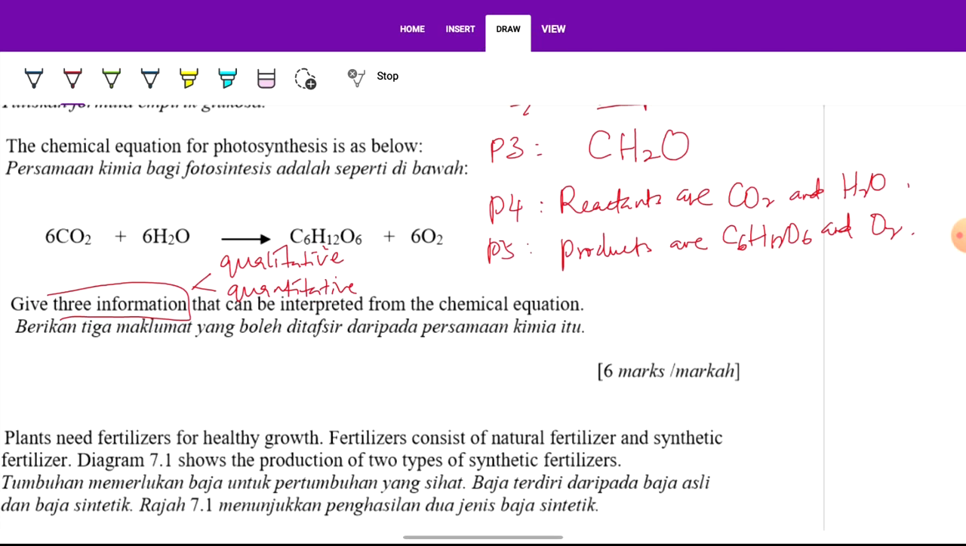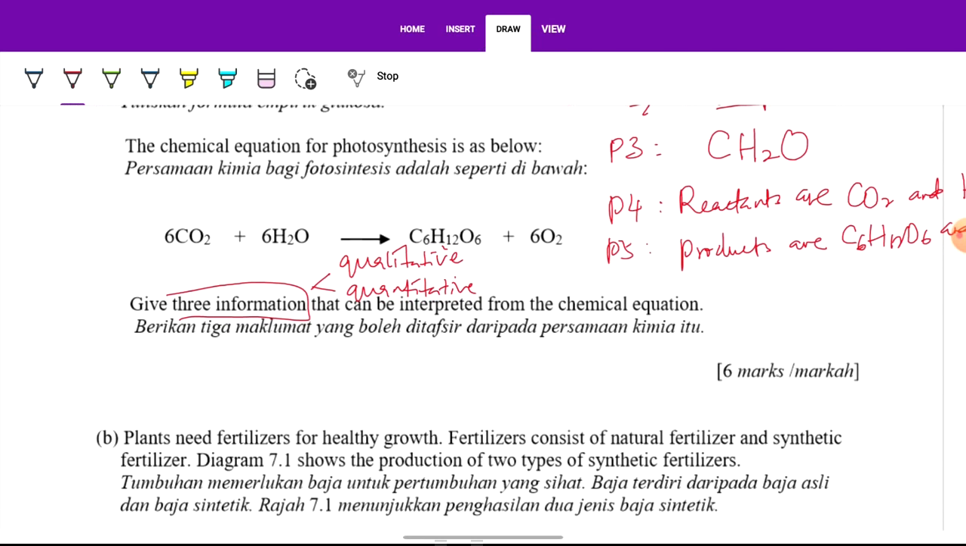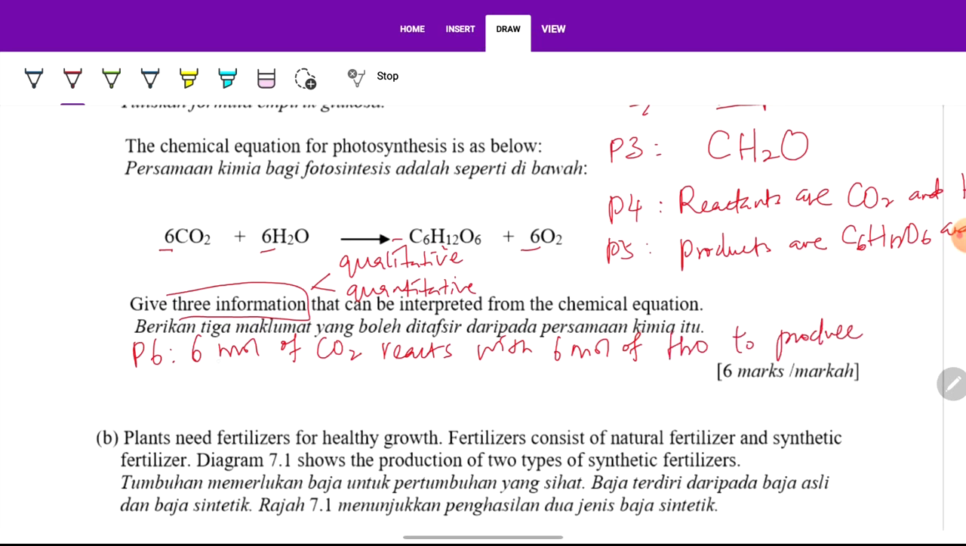Okay, then the last point we can mention is the quantitative. Okay, so I put it here. Point number 6. You look at the numbers in front of the equation here, you can make them into moles. So 6 mole of carbon dioxide reacts with 6 mole of water to produce 1 mole of glucose and 6 mole of oxygen. So this is point number 6. So in the exam, if you are asked to give the information based on qualitative and quantitative, you have to know how to do it. So 6 marks here.